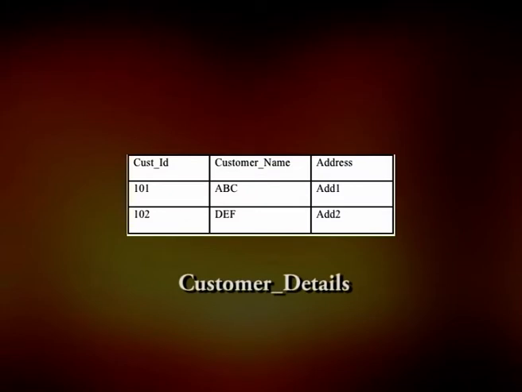Look at these two tables in a relational database. First table with table name customer_details stores the personal details of the customers of some telephone exchange. So, each customer has been given a unique customer ID stored in the column cust ID along with the personal details of that customer like name of a customer, address of the customer and so on.